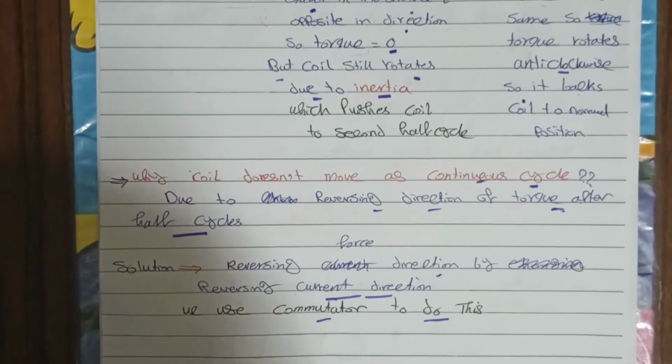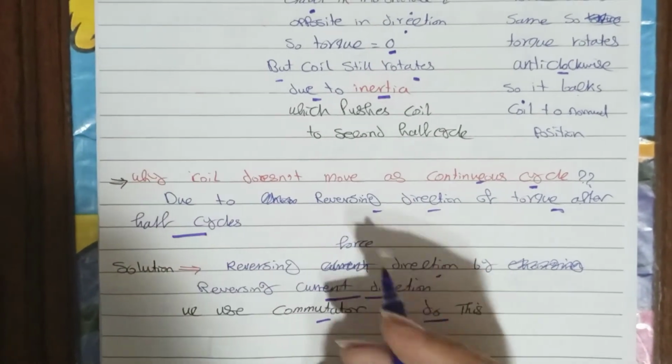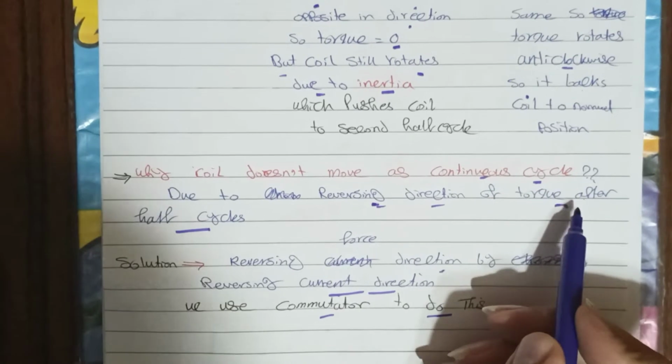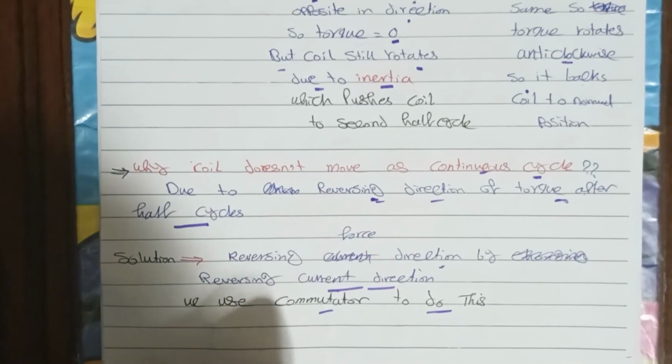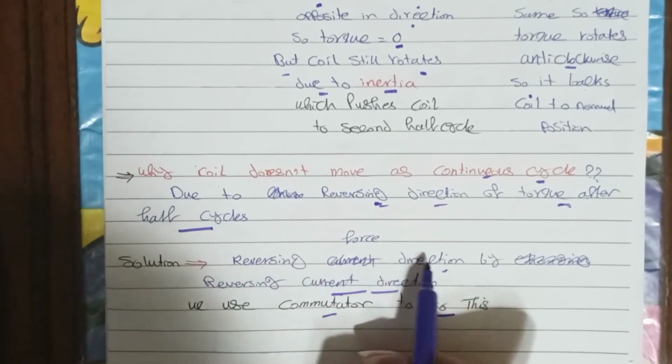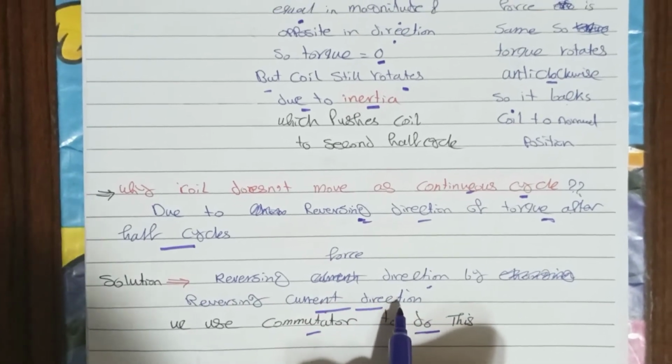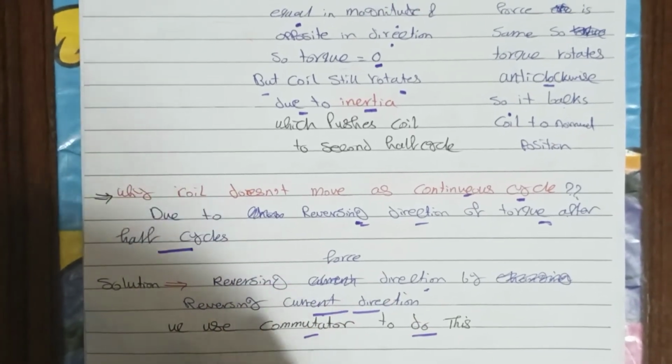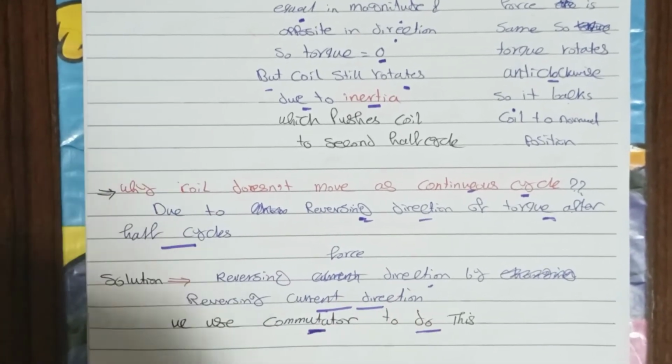Why doesn't the coil move as a continuous cycle? Due to the reversing of the direction of torque that happens after half a cycle. The solution is reversing the force direction by reversing the current direction, and we can do this by using a commutator.